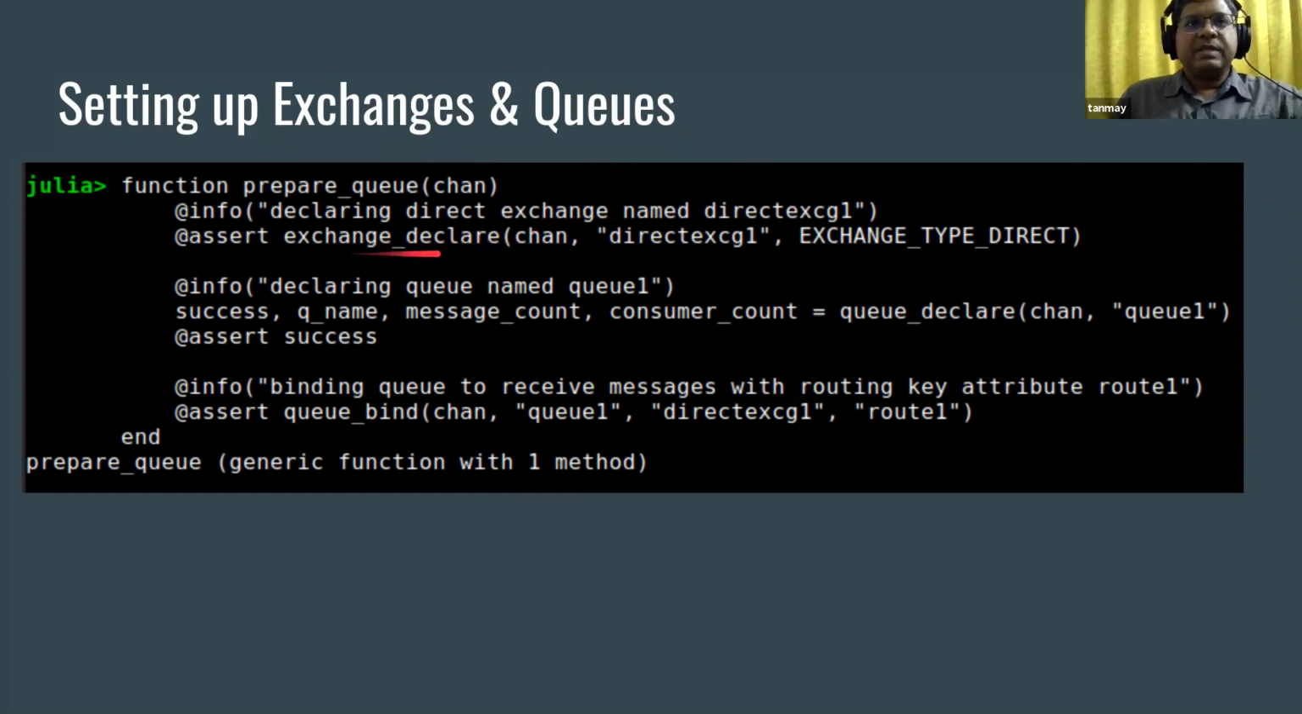So if this succeeds, I'll have an exchange named direct exchange 1, and then I'm declaring a queue called Q1, and then I am binding the queue to the exchange, specifying a route. So if you remember, we discussed that exchange will route messages into queues, right? So here we're asking the exchange to keep any message meant for this route into this queue.